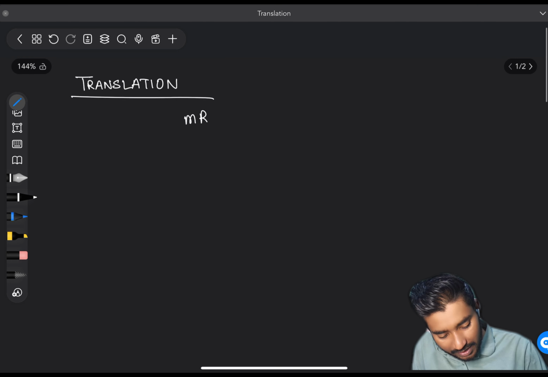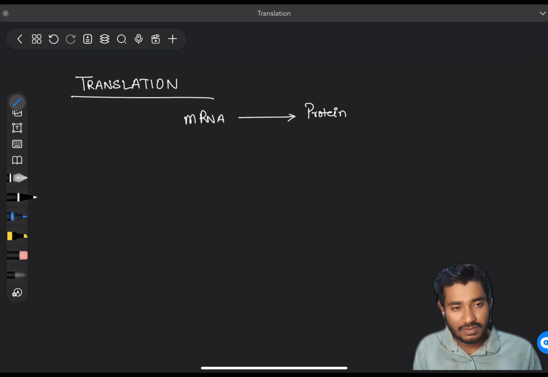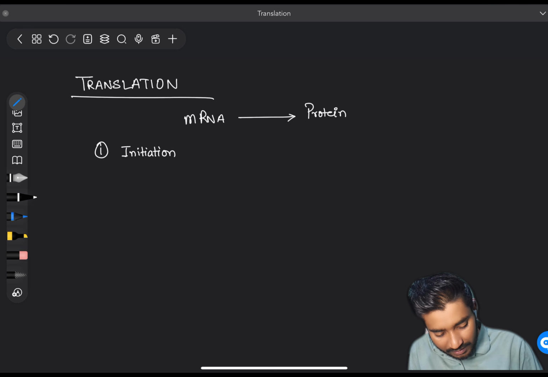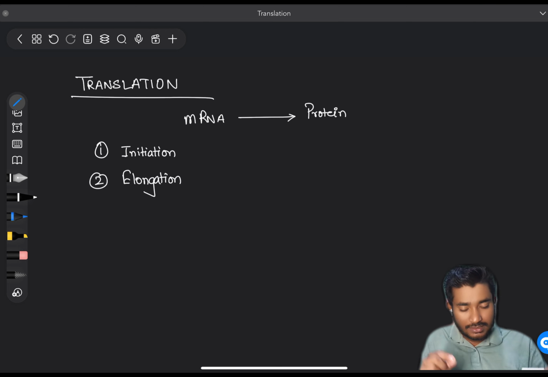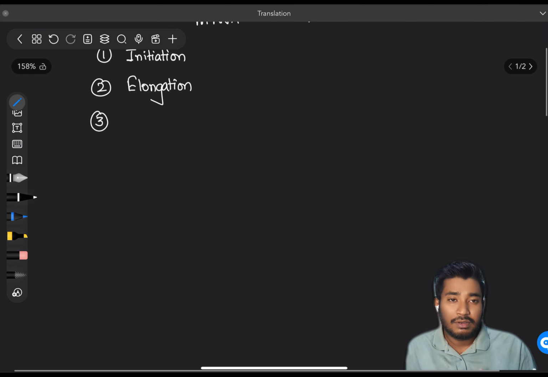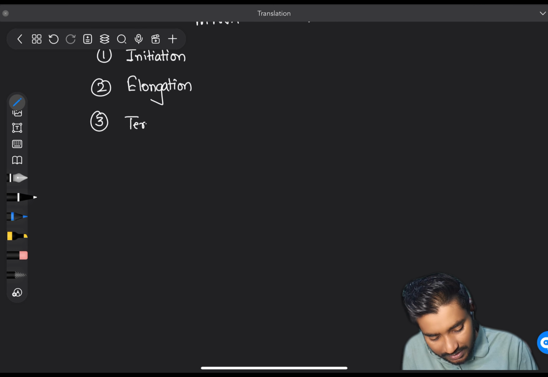I have said that mRNA is converted into protein. This process consists of three identical steps. The first step is initiation. The second step is elongation. Initiation has to be started first, then it has to be elongated. Then the last step is termination. Whichever is initiated needs to be terminated. The last step is termination.